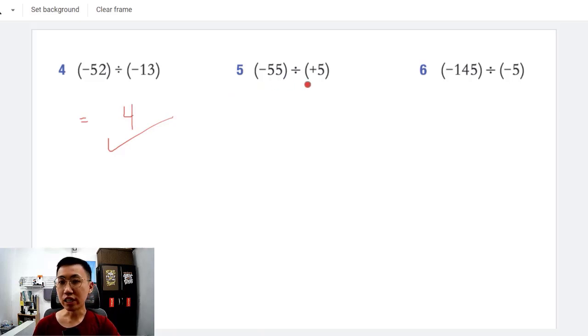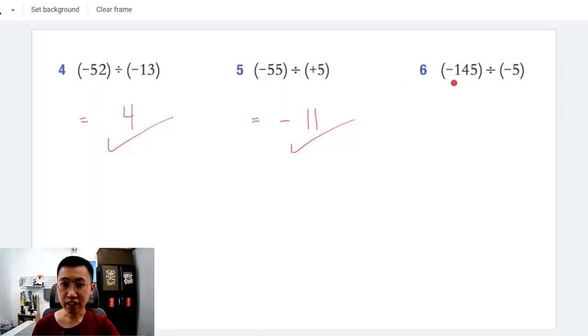Okay, number 5 right now. So again, we ignore the symbols first. We take 55 divided by 5, that's gonna be 11. Right, 11 first, and then only you take considerations now. Negative, positive will become a negative because it's different, then that is gonna be the final answer.